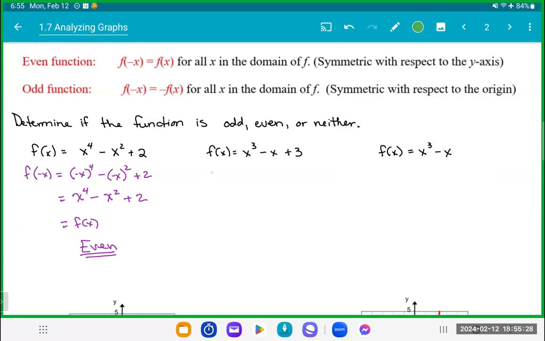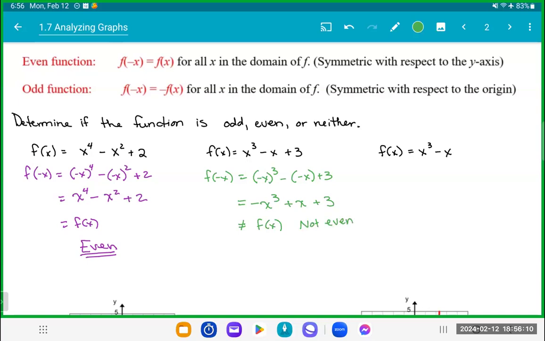So again, all we're doing is substituting negative x in for all of our x's. So this is negative x cubed minus negative x plus 3. So negative times negative is positive, times a negative is negative. So this is going to be negative x cubed. And then negative times negative is positive. So that's positive x plus 3. Okay. So this here is not my original equation, right? So it is not even.